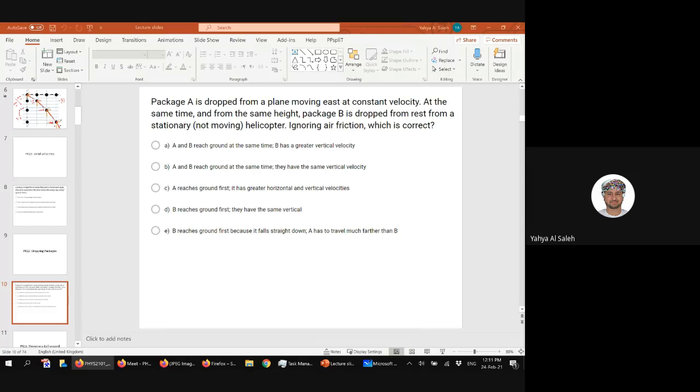The question should now be on your screen. And it says, package A is dropped from a plane moving east at constant velocity. Now, in the previous PIQ, at the end of the last lecture, we said that when something is dropped, it has the same initial velocity in the x and y axis as the plane that it is dropped from. Now, this time it says from the same height at the same time, package B is dropped from rest from a stationary helicopter, so not moving. Ignoring air friction, which one is correct?